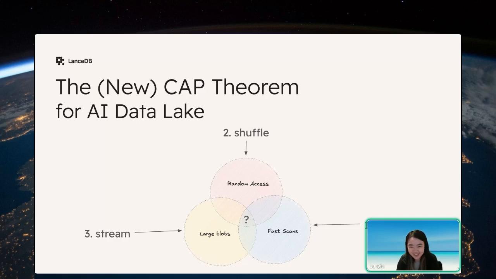We just created a new theorem. But compared to the old theorem, which is unsolvable, this new CAP theorem is actually solvable. But the majority of the existing frameworks target one part of it and solve it really well. Some frameworks maybe touch two, but they normally don't touch all three of them.